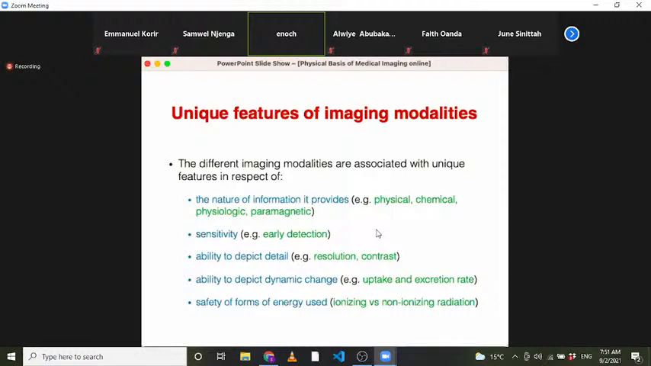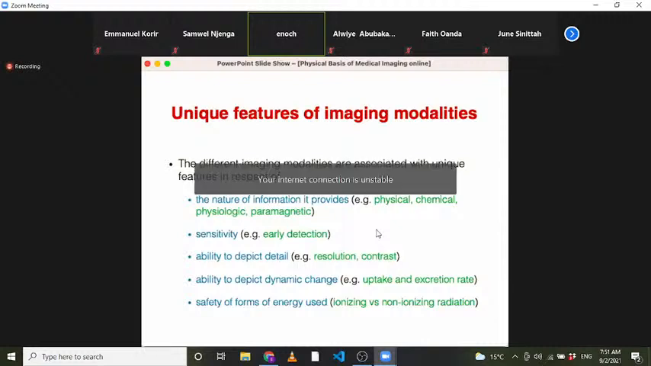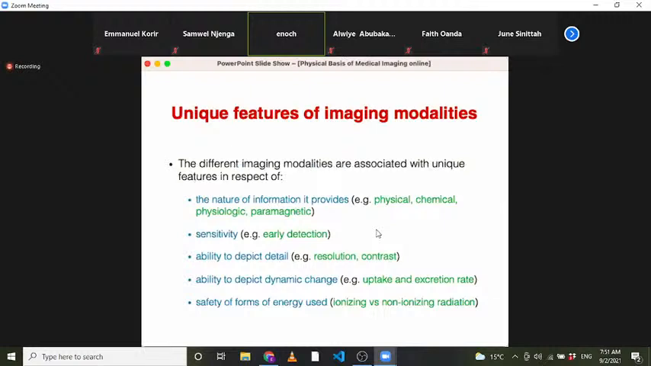And lastly, which now forms the basis for the next session, is safety, into two groups of ionizing versus non-ionizing radiation. Okay, so I think this is the end of the physical basis.